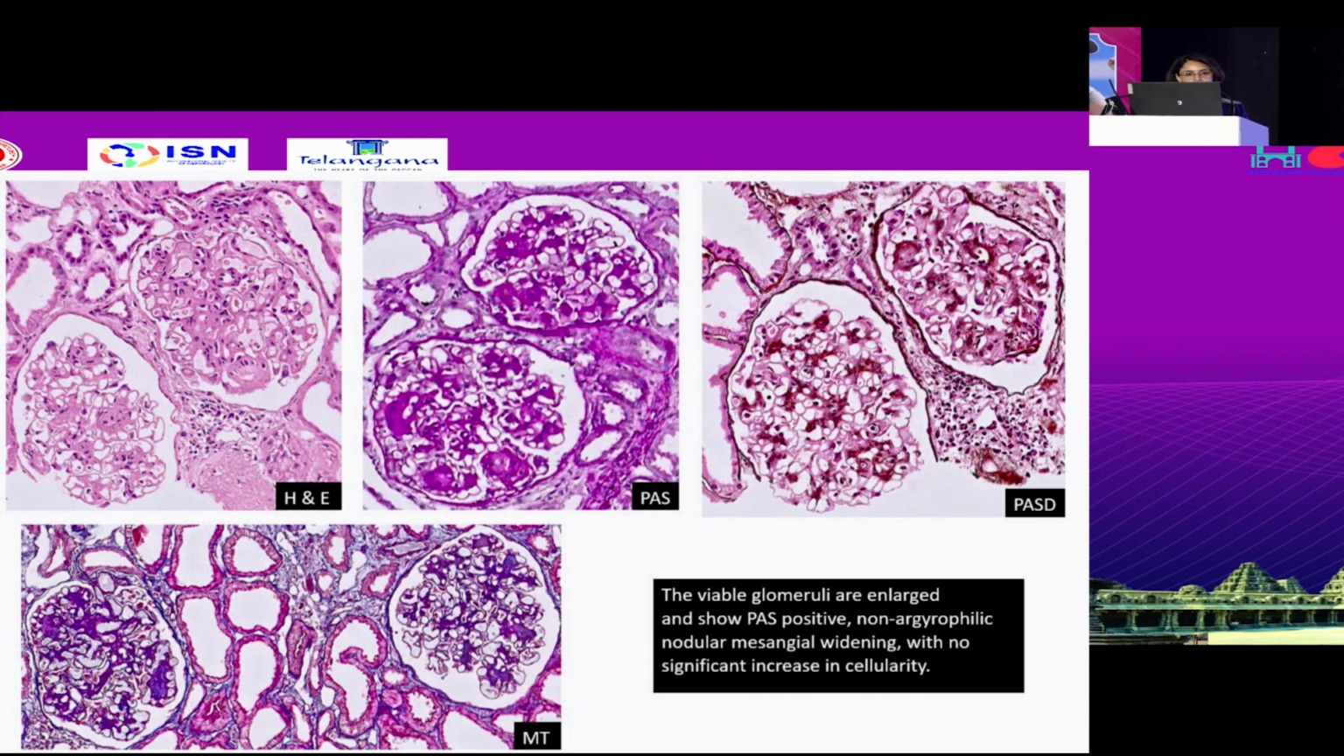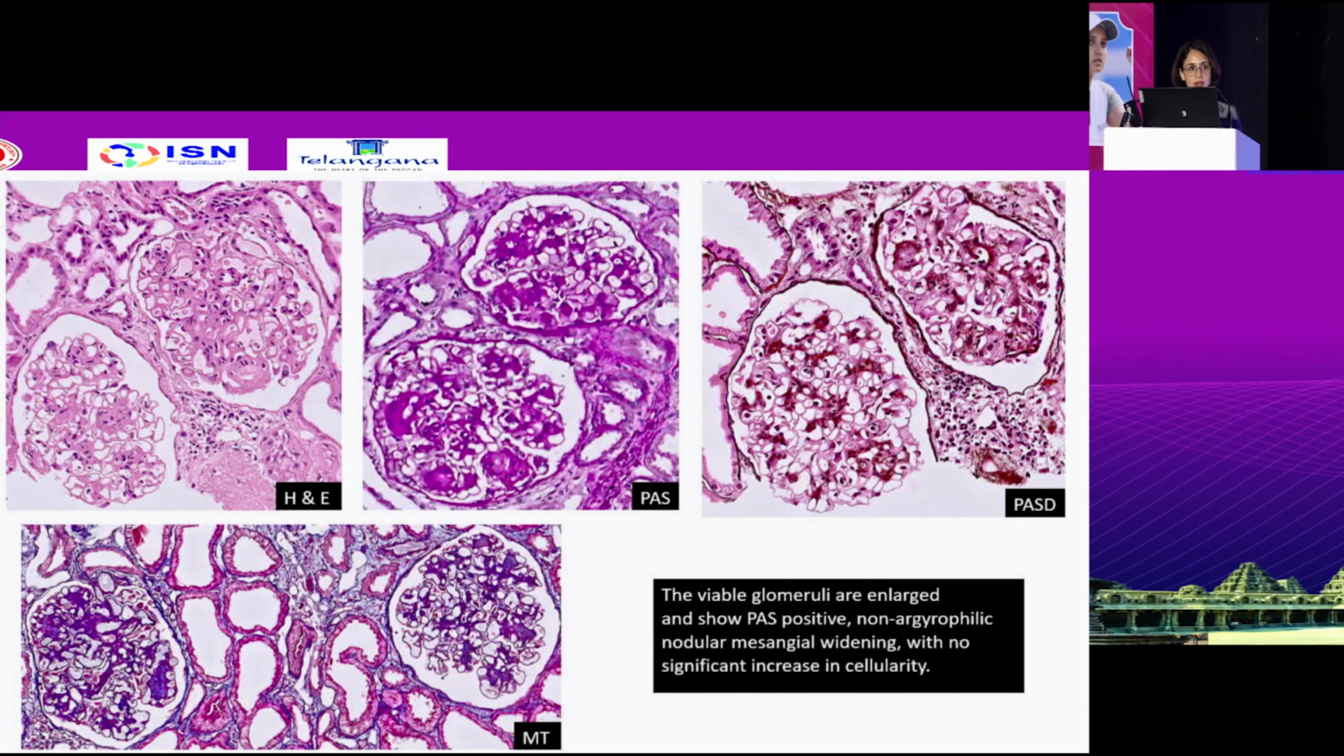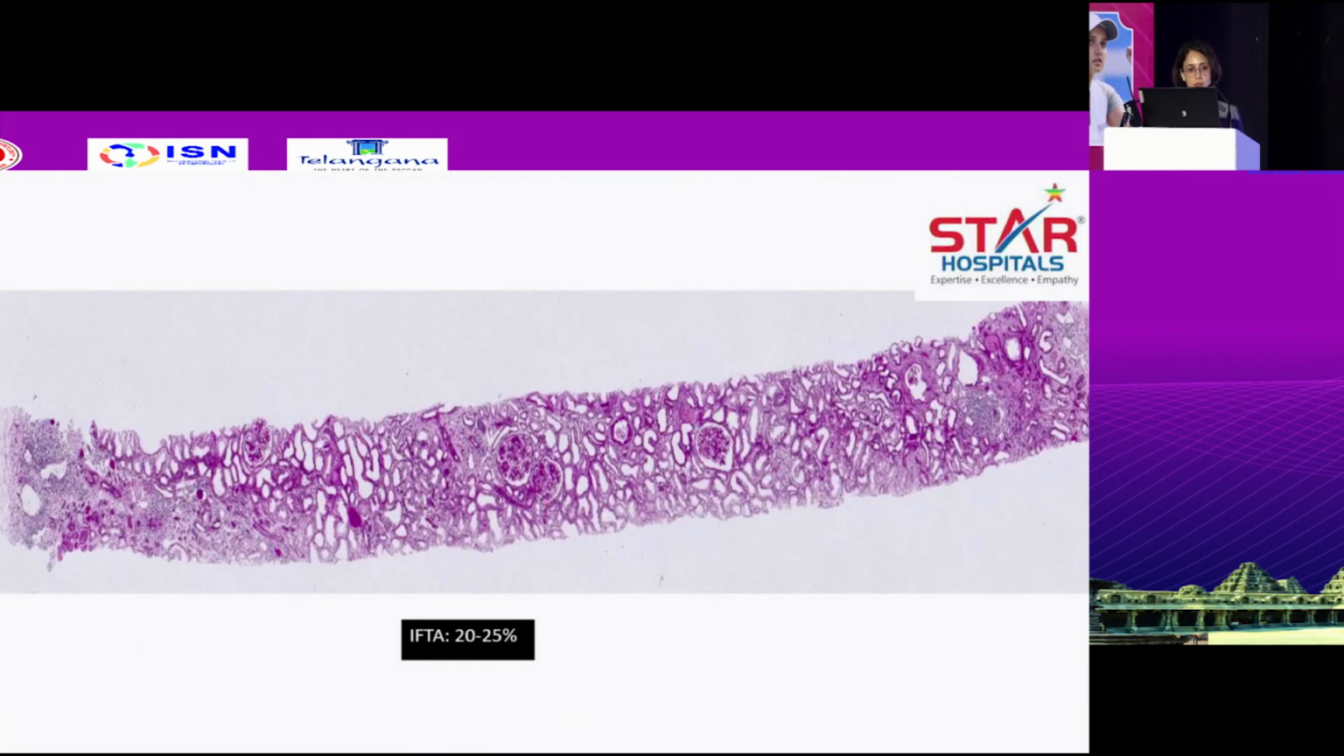On high power view, the viable glomeruli showed mesangial widening, and this mesangial widening was PAS positive, more of pink, and slightly non-argyrophilic, meaning less of black on silver stain, and MT showed blue in these nodular lesions. There was no significant increase in cellularity or crescents or fibrin thrombi, as you can see. There was patchy IFTA of about 20 to 25%.